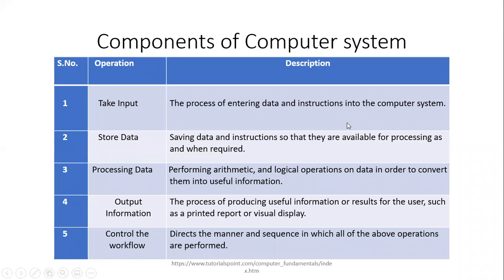The components of a computer system are broadly categorized into five. Input unit, that is responsible for accepting the input from the user. Store data, that is the storage unit, that is responsible for storing the data and the intermediate results. Data processing, it is used for performing arithmetic and logic operations on data in order to convert them into useful information. Output unit, responsible for displaying the output to the end user.